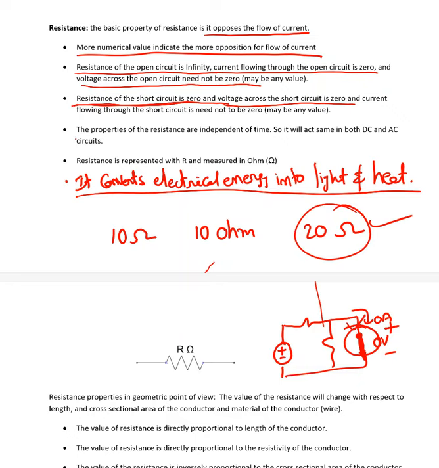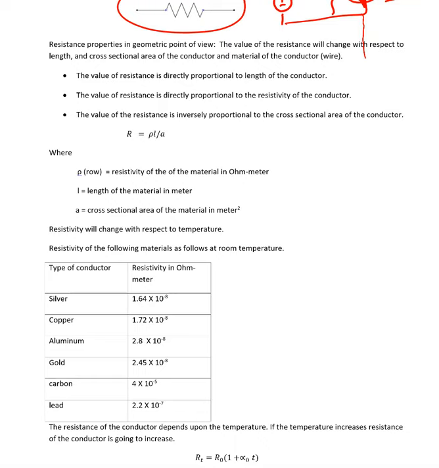Another important point is that the property of resistance is independent of time. So the resistance value does not change with respect to time, whereas inductive reactance and capacitive reactance do change with respect to time. So it will act the same in both AC as well as DC circuits. Resistance is represented with R, measured in ohm, and this is the symbol we are going to use to denote the resistance value.